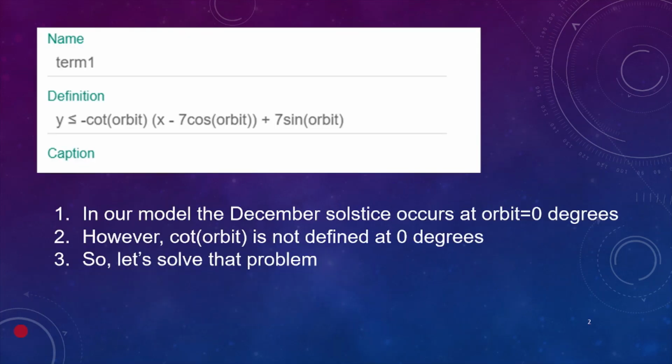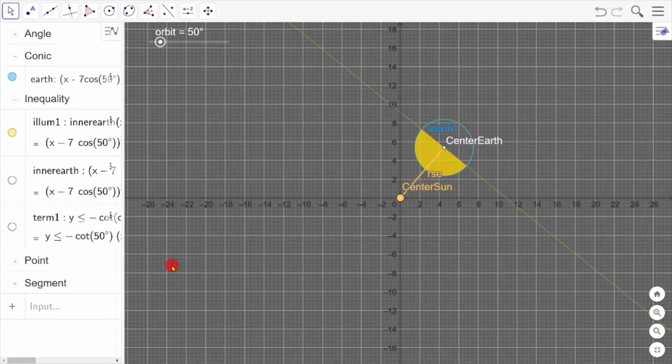So we identified that the challenge with this particular inequality that we used is that the cotangent of orbit is undefined when orbit equals 0 degrees. And we want our December solstice to occur when orbit equals 0 degrees. So let's go ahead and solve that problem. Right, it's time for some cleanup.